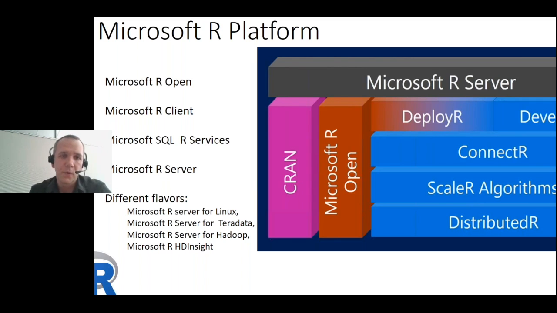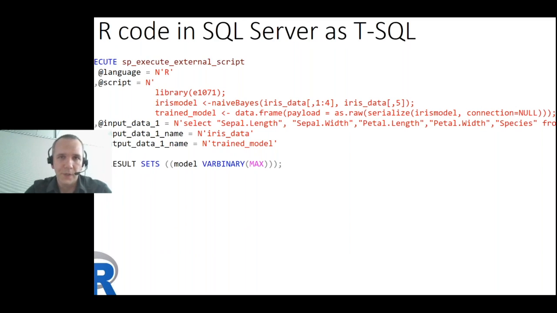So R server supports connectivity to Linux, Teradata, Hadoop, and HDInsight, whereas the R services is actually the R server that connects to your database, so SQL Server. Briefly, what does it mean? Now you can run the R code in Transact SQL. So this is the example of how you run it.